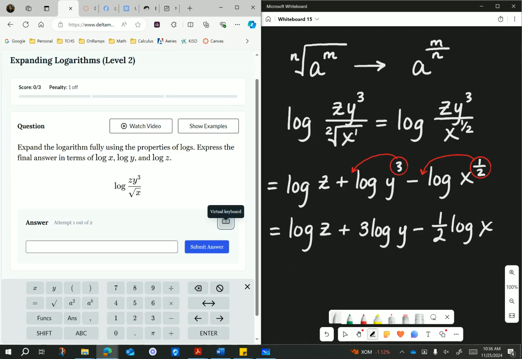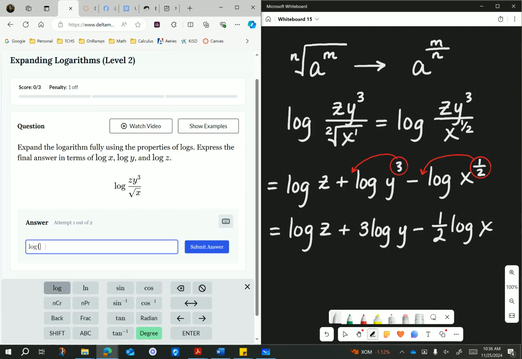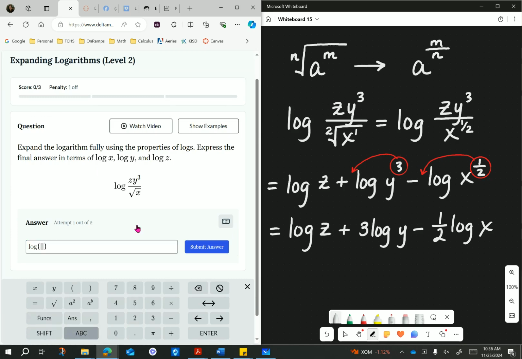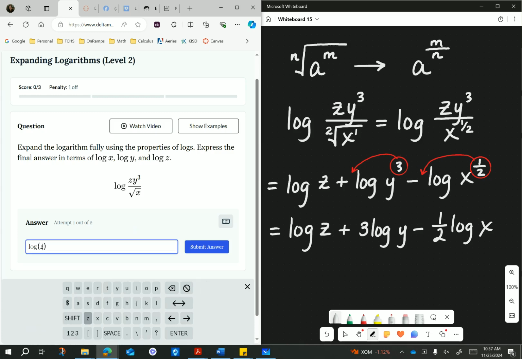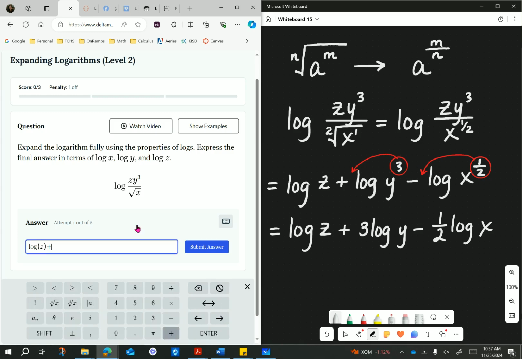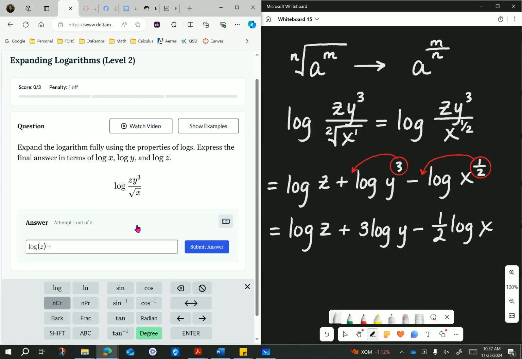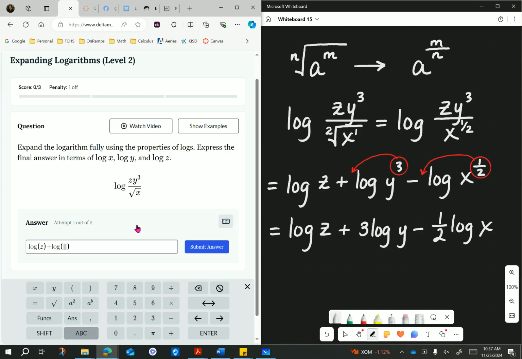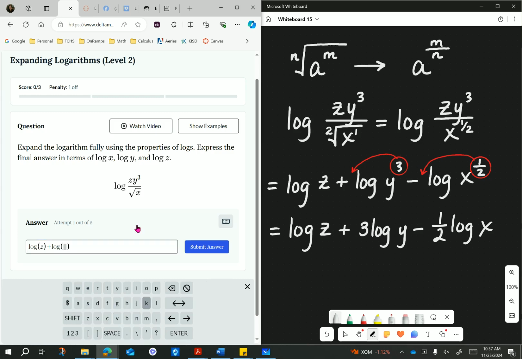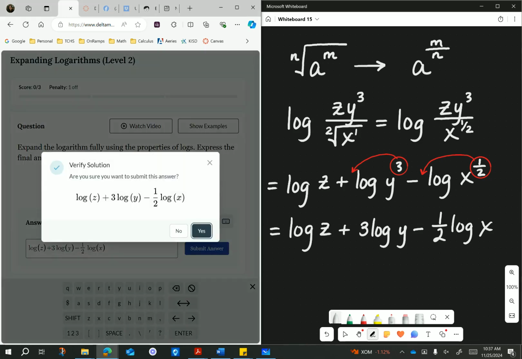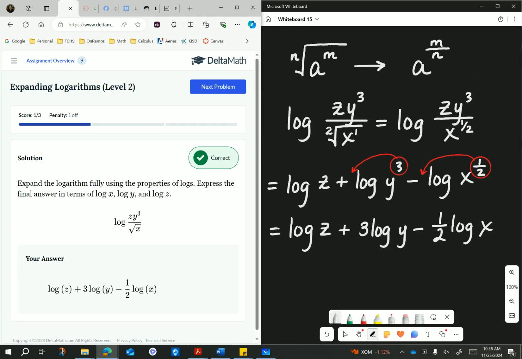So let's go ahead and type this out. Let me get my keyboard here. So typing the log, let's go back to, where is my ABC? Log z plus, I need to do log again of y. Then I have to backspace there. Let me pause this a second. Okay, now that I finished typing it, here we go. Okay, so that's all you do.